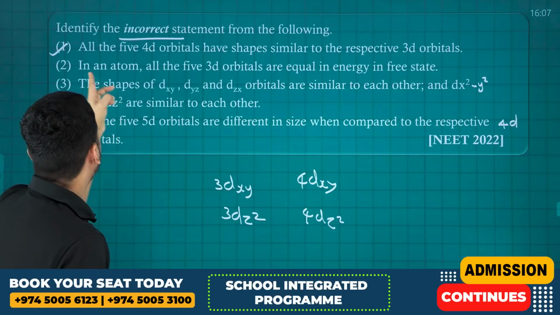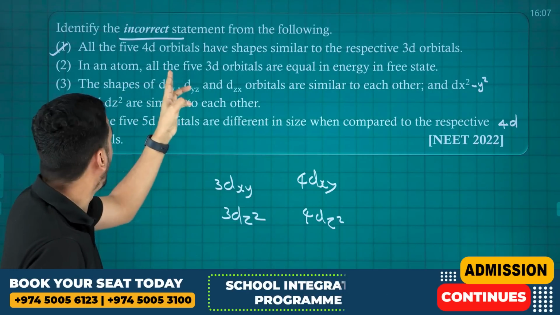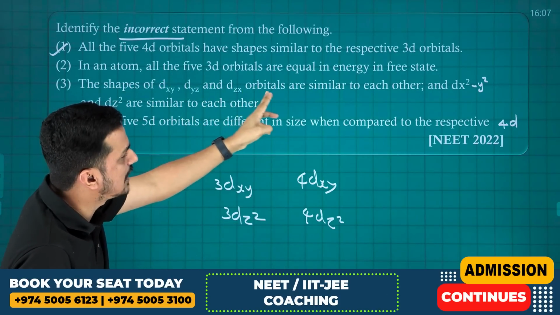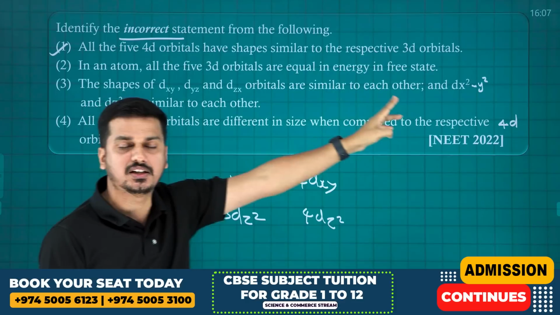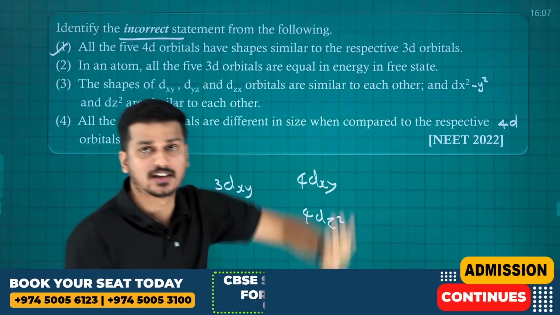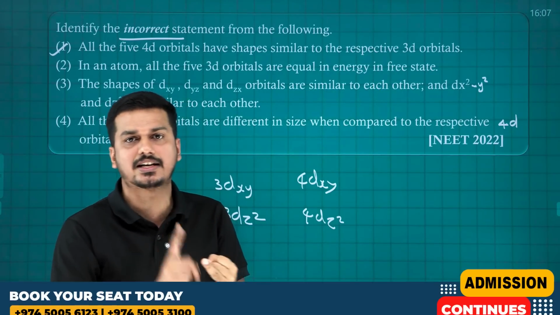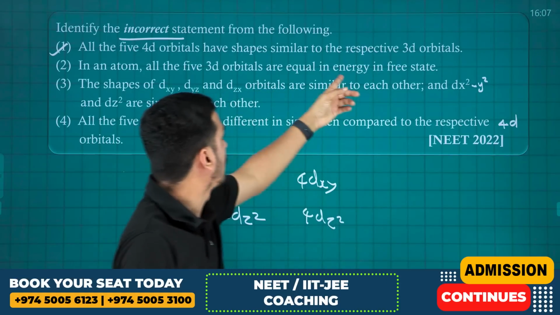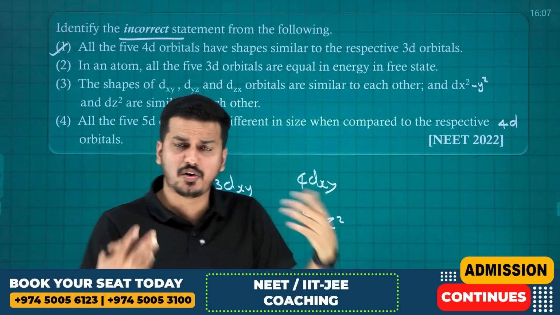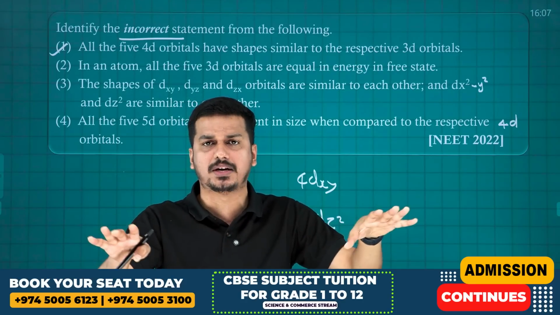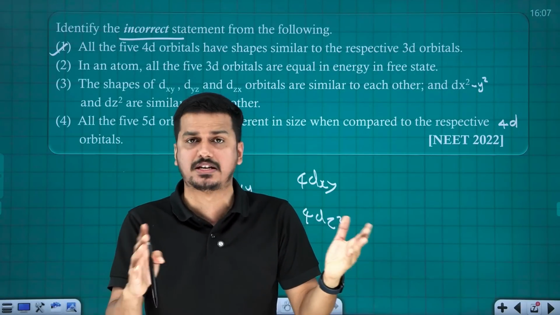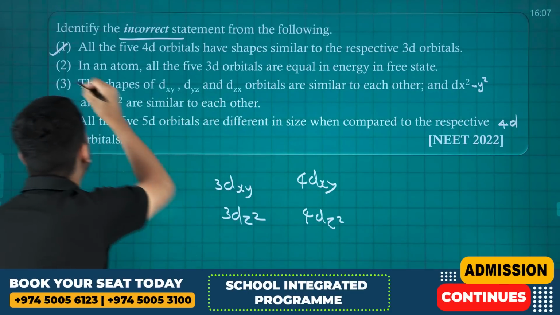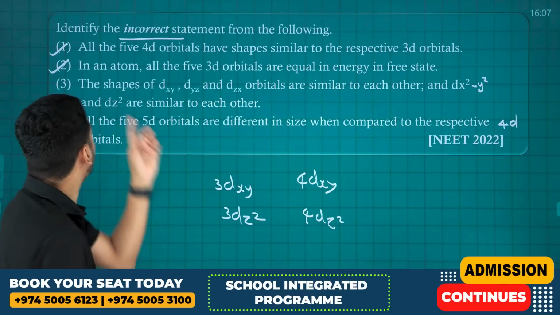Then the next one: in an atom, all the 5 3D orbitals are equal in energy in free state. Exactly. 3D XY, 3D XZ, 3D YZ, 3D X square minus Y square, 3D Z square. Okay, that is 3D, or any orbital, those 5 orbitals are called degenerate orbitals. They have the same energy. So that statement is also correct. What about the third statement?